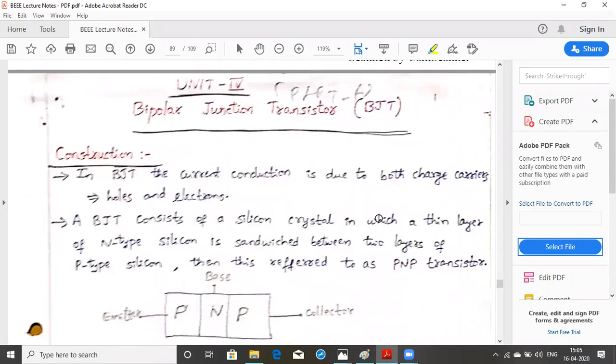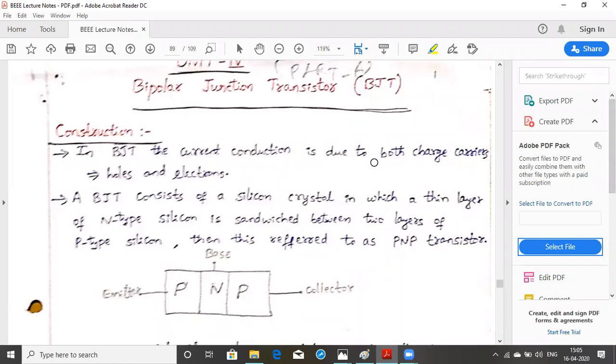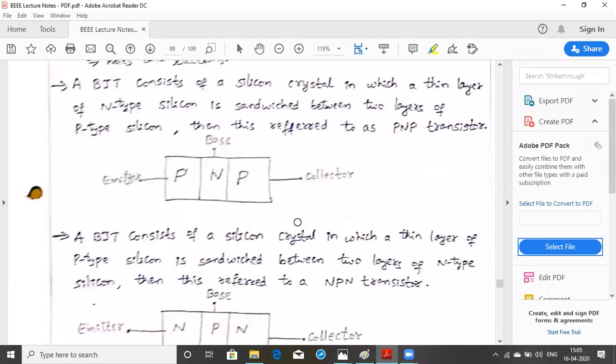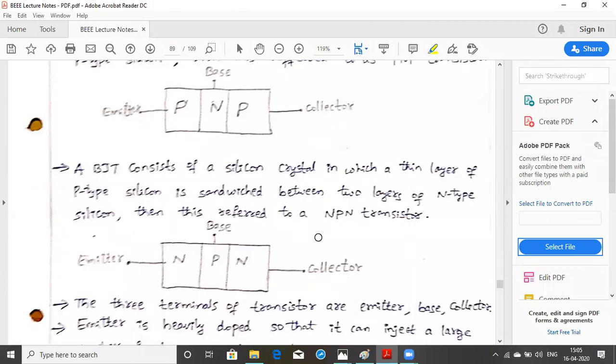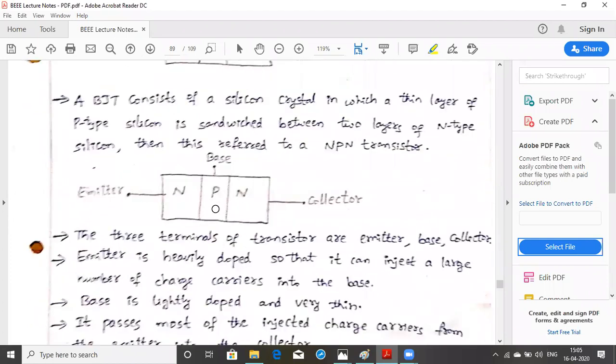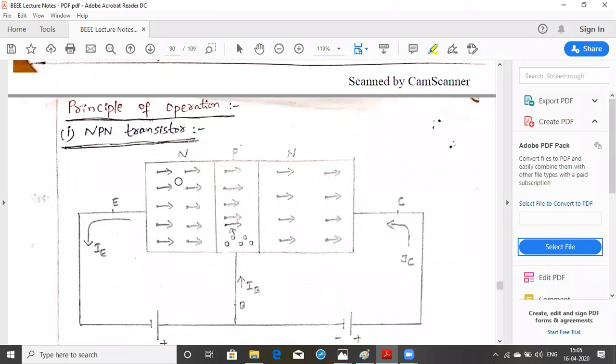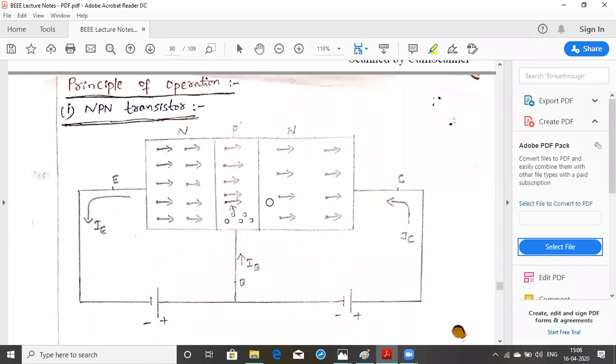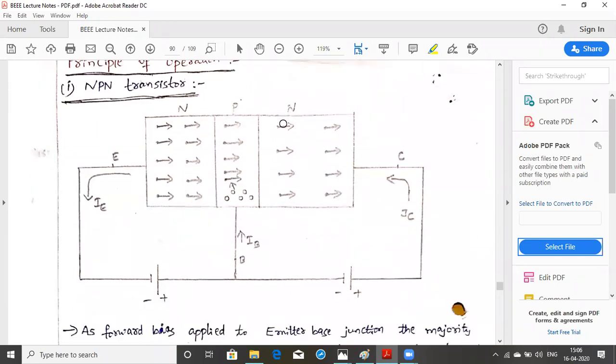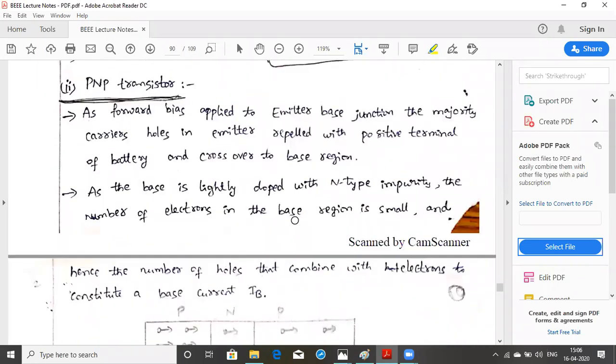Okay. So coming to the BJT, BJT is a bipolar junction transistor, which contains 3 terminals: emitter, base, and collector. We have the PNP transistor and the NPN transistor. In the PNP transistor, N acts as the base. In the NPN transistor, P acts as the base. The first junction, the emitter, is heavily doped. The base is very lightly doped, and the collector is moderately doped. We have also seen the operation of an NPN transistor and also the PNP transistor.